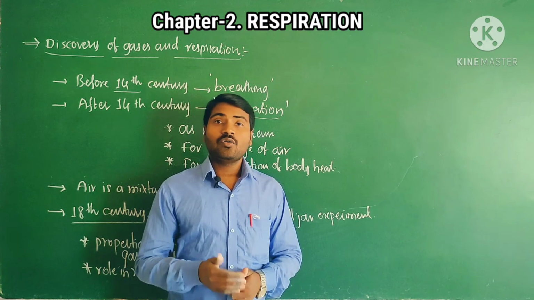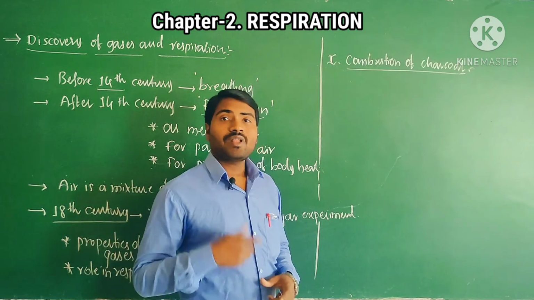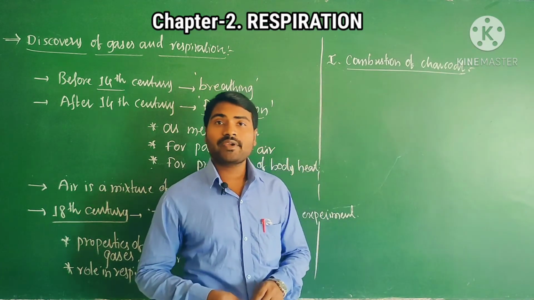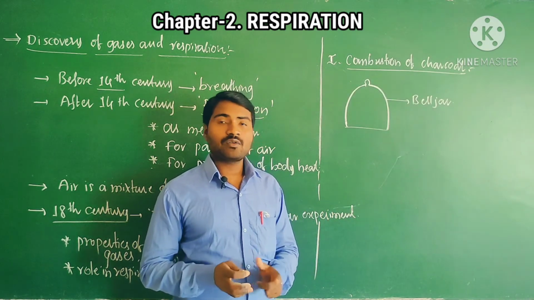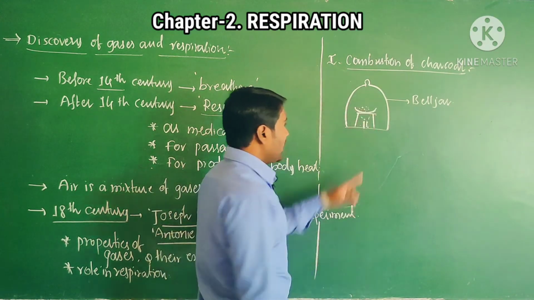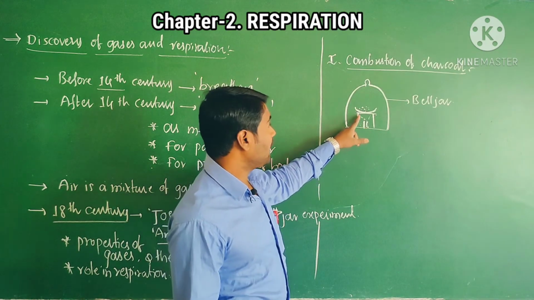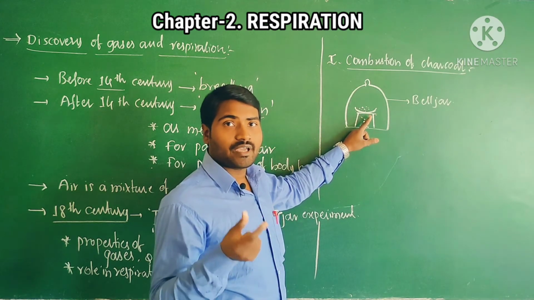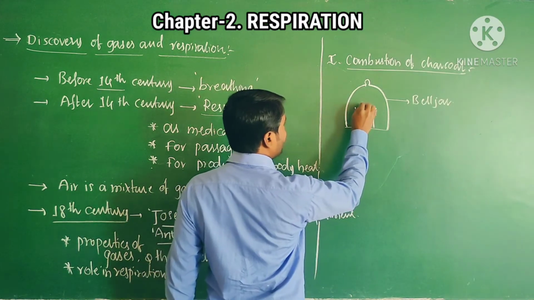In this lesson we will learn a few activities conducted by Antoine Lavoisier. Activity 1: combustion of charcoal powder. Combustion is nothing but burning. In this experiment he took one glass Belcher. Inside the Belcher there is a burner, a small stand, and over the stand a small tray in which the charcoal powder is placed.